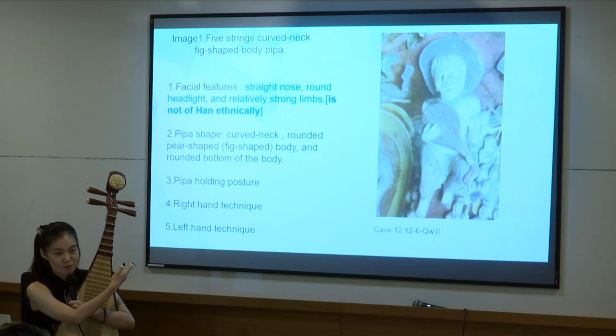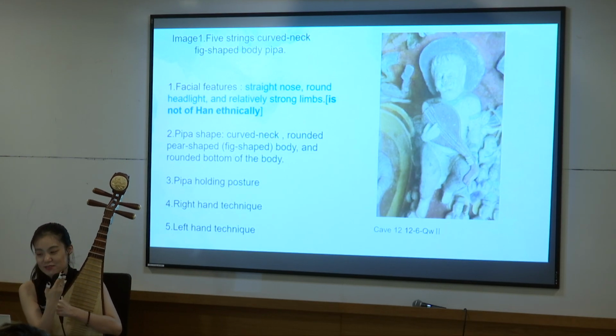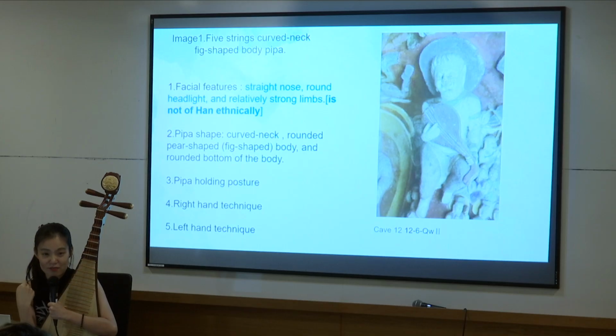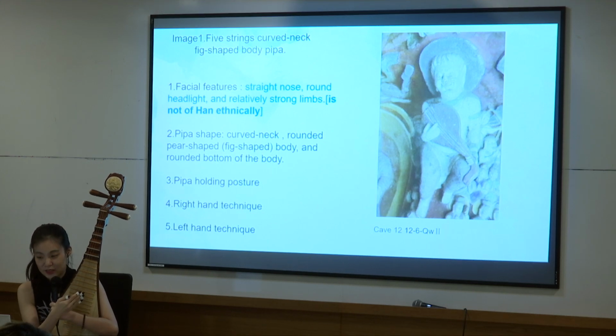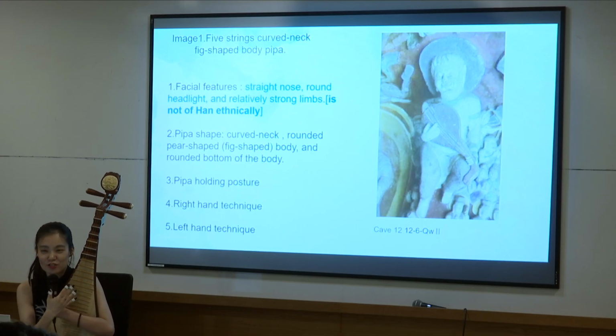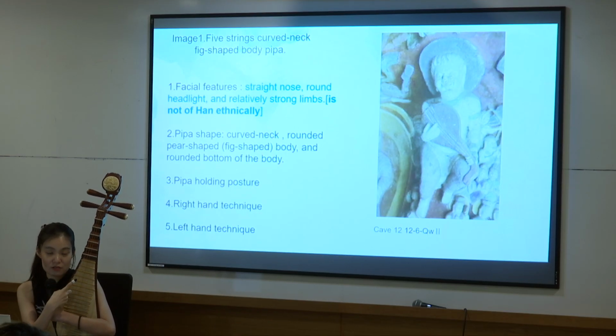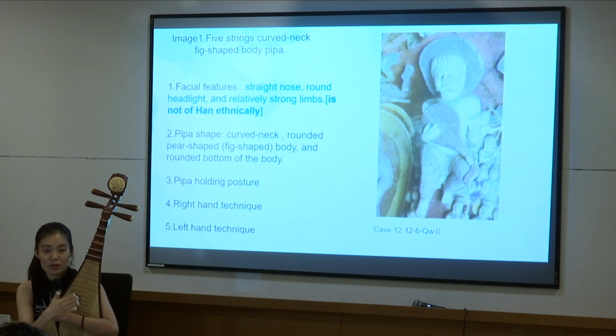And so this is the first image. You can see it in cave 12, and use my methods to give it the code 12.6QW, and I describe its facial features. You can see clearly that it's not Han ethnic, it's more different from me. And the pipa shape is a curved neck, rounded pear-shaped body, and rounded bottom of the body. And pipa holding posture, and the right hand technique uses fingers, and the left hand technique I described in my PhD research.